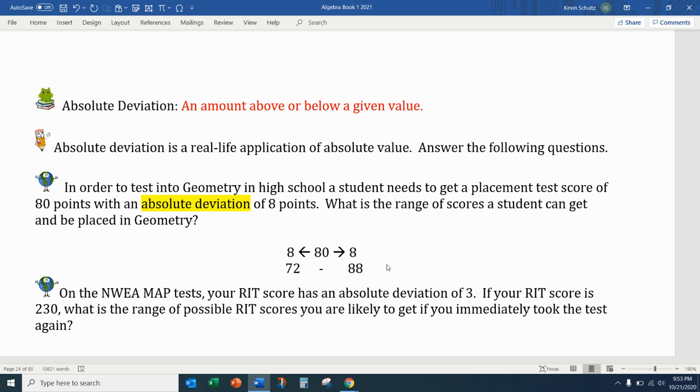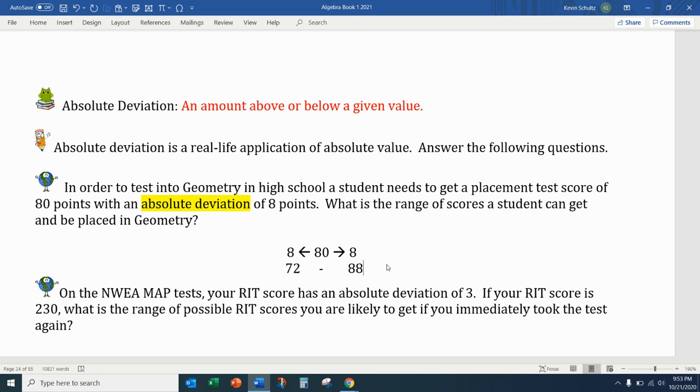So if you get a 72, it probably means that you're going to be on the lower end of the class. You might have to work a little harder. It's going to be a little more of a challenge, but you still belong there. You've shown enough that you tested into geometry.